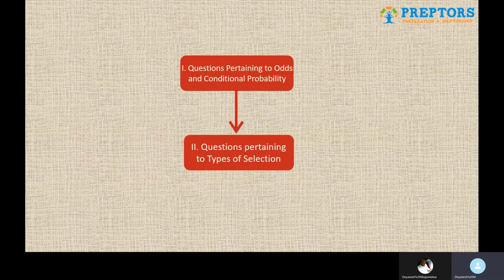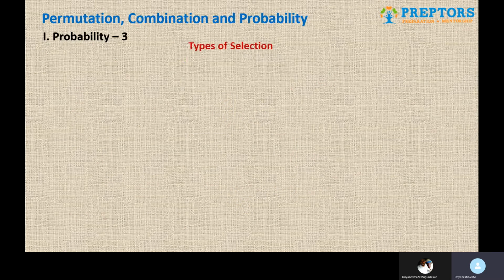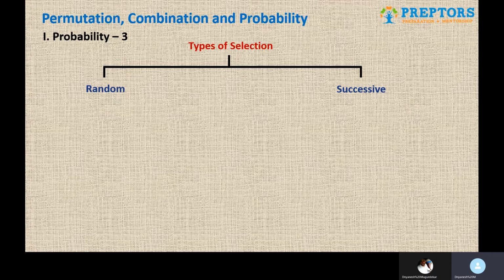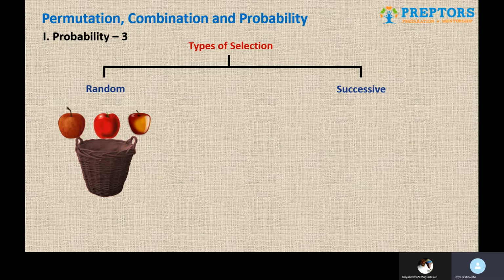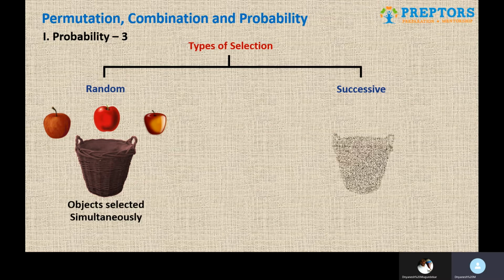And the type of questions that we will see is different types of selection. So there are majorly two types of selection. One is a random selection and one is a successive selection. So let's explore what we mean by random selection. Random selection is when all the items are supposed to be selected all at once. Suppose 3 apples are supposed to be selected from a basket, all 3 will be selected together simultaneously. But if it is a successive selection, that means we need to pick one object after another.